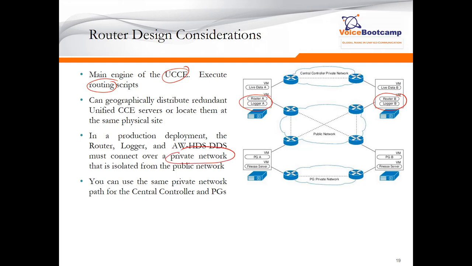What is important here is that because you are deploying this in both A and B, it is extremely important that you have a private network between them, either the same network or a LAN, local area network, across the WAN. It doesn't matter. The IP address doesn't even have to be private. It could be a public IP address, as long as it's designated for the private network. What these components use the private network for is to carry the heartbeat and replication information. You can use the same private network for the central controller along with the PGs as well. But the private network should not carry any other non-UCCE related traffic, such as internet, database, stuff like that.